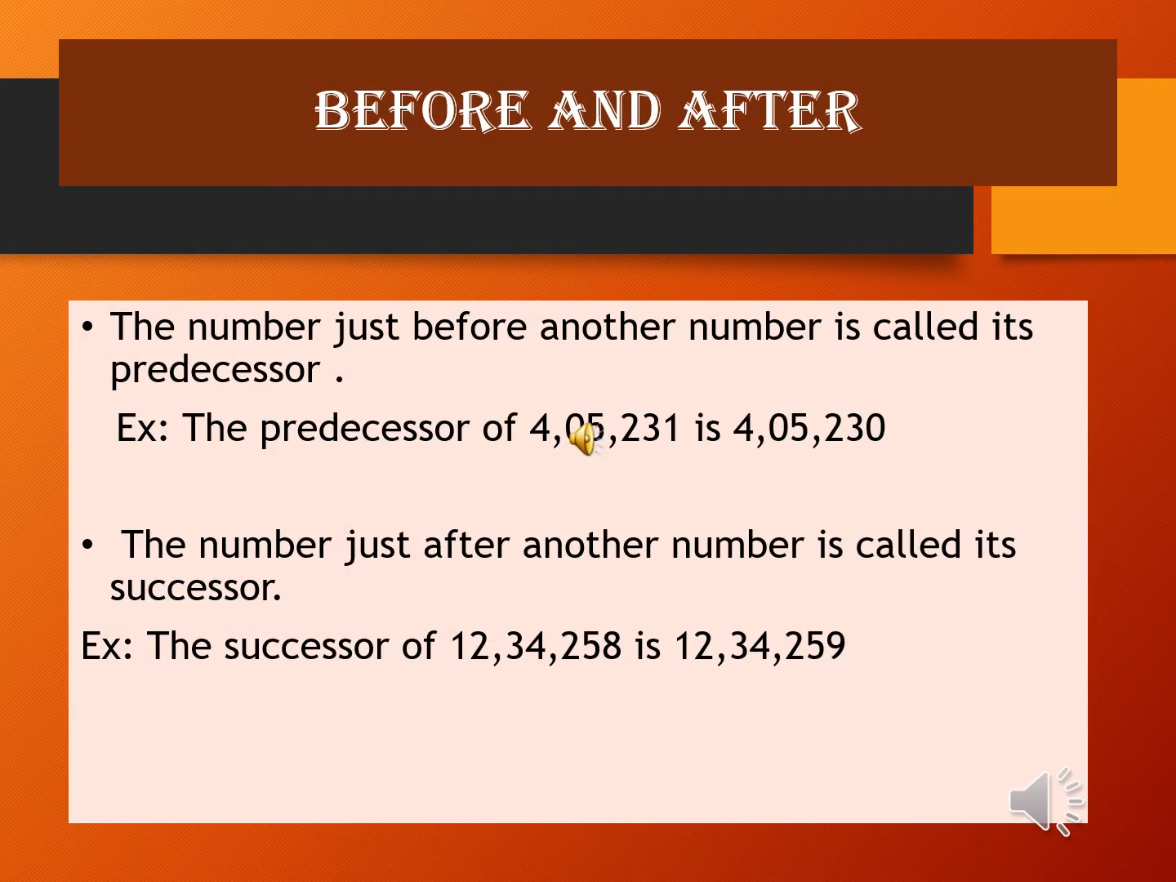Next, we can discuss predecessor and successor. The number just before another number is called its predecessor. One example is given here. The predecessor of 4,05,231 is 4,05,230. And the number just after another number is called its successor. One example is given here. The successor of 12,34,258 is 12,34,259.